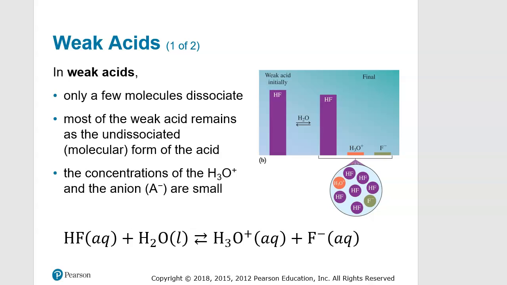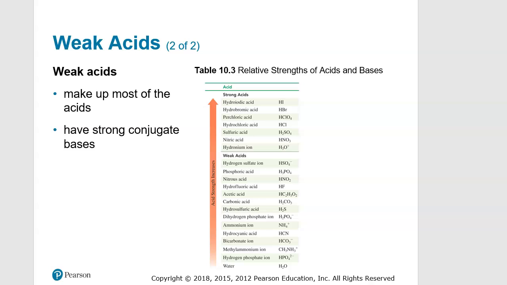That's the same thing with acetic acid, which is the acid in vinegar. The concentrations of hydronium ion and the concentration of the corresponding anion are small in this case. So we go back to this same table 10.3, the relative strengths of acids and bases. And you see you have hydrogen sulfate, phosphoric acid, nitrous acid, and so forth. And a point about hydrogen sulfate, and I'm going to go to the whiteboard here to talk about that.